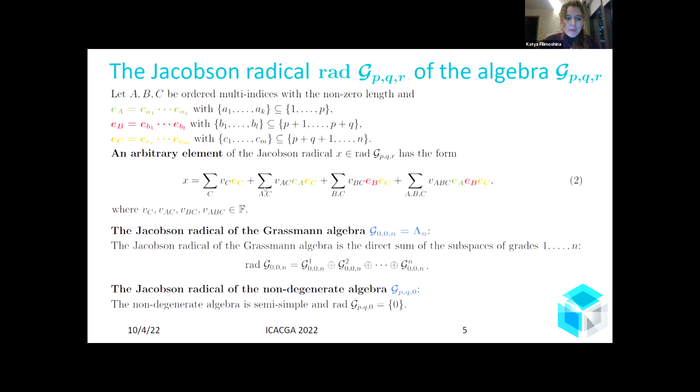Note that each of the summands in X contains EC, the yellow one. It means that each of the summands in X contains at least one generator whose square equals 0. So the Jacobson radical consists of such multivectors. In the particular case of the Grassmann algebra GOON or lambda n, we obtain that the Jacobson radical is the direct sum of the subspaces of all grades except grade 0. In the particular case of the non-degenerate geometric algebra GPQO, the Jacobson radical consists only of 0.